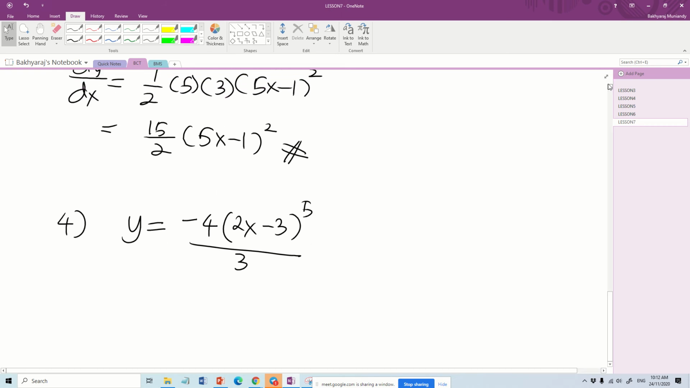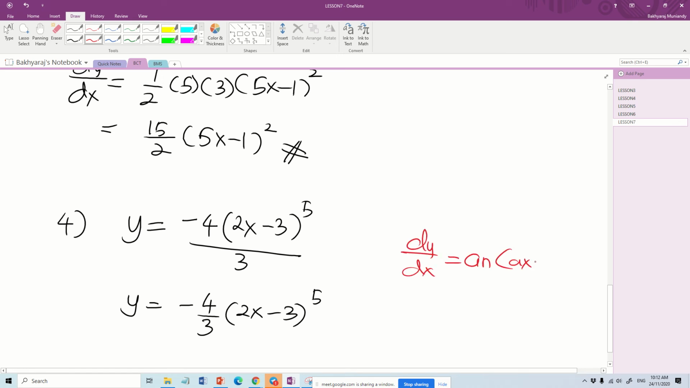So first, what I need to do is modify dia punya formula dia. Okay, modify dia punya equation dia. So I get negative 4 over 3 and then times by 2x minus 3 power of 5. So I use the formula. Formula is what? dy dx equal an ax plus b power of n minus 1. So I use this formula to solve the problem.